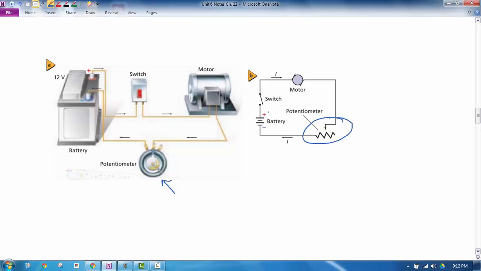But here is the circuit diagram. The battery looks like this, the switch looks like this, a motor looks like this, a potentiometer looks like this, and the flow of current is given away by this arrow right here.